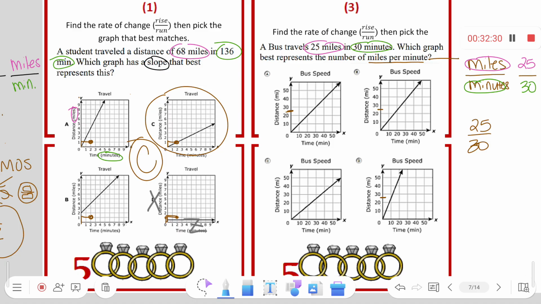That's rise, so I'm marking it on the y value and the y-axis. And then 30 is already marked on the x-axis nicely. So I'm trying to go rise 25, run to 30, and I should be on the line. Rise 25, run to 30. I'm looking to be on the line. And the only one that happens for is graph C.